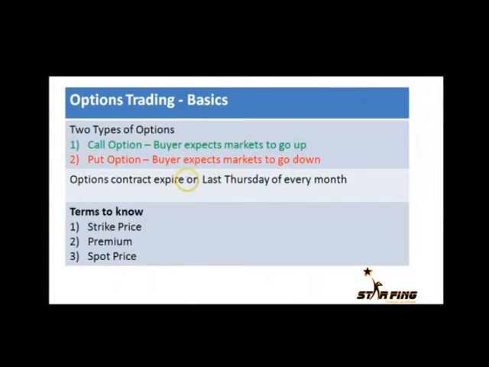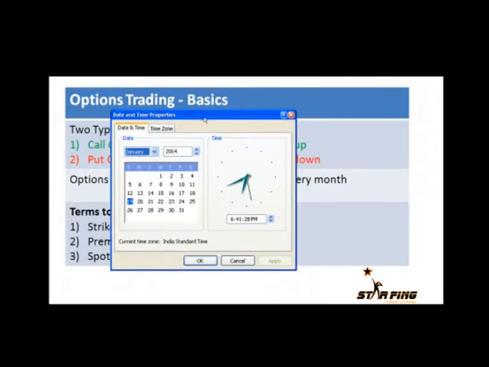The other thing you need to note is that options contracts for every month will expire on the last Thursday of every month. For example, for this month, January, as you can see here, I'm just pulling up my calendar here. January 2014, the last Thursday is on 30th. As you can see here, I've selected 30th.